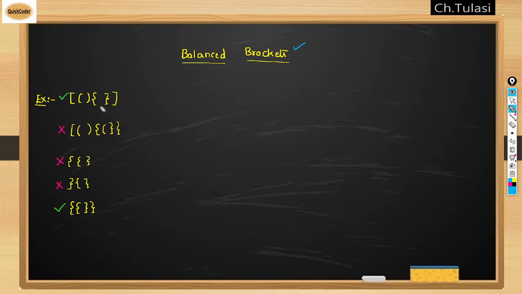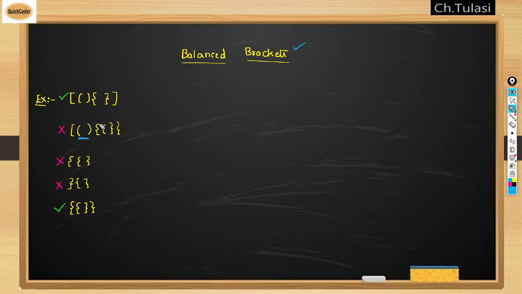When we take the first example, this is the balanced one. We open the round brackets, close the round brackets, open curly braces, close the curly braces, and close the square brackets. So this is balanced. But if we take this one, here we open the square brackets, then open round brackets, close round brackets. Up to here it is balanced.